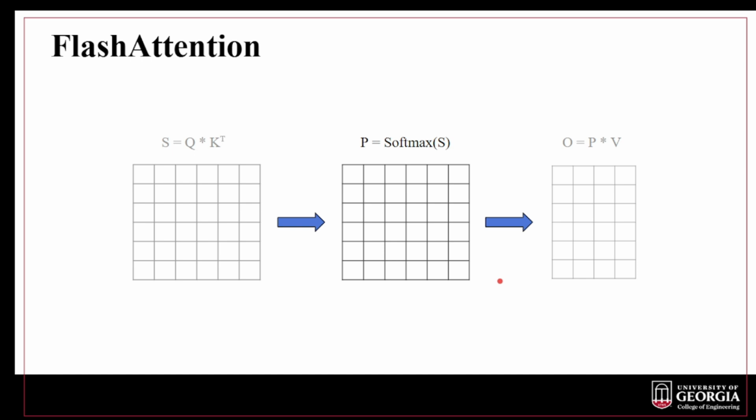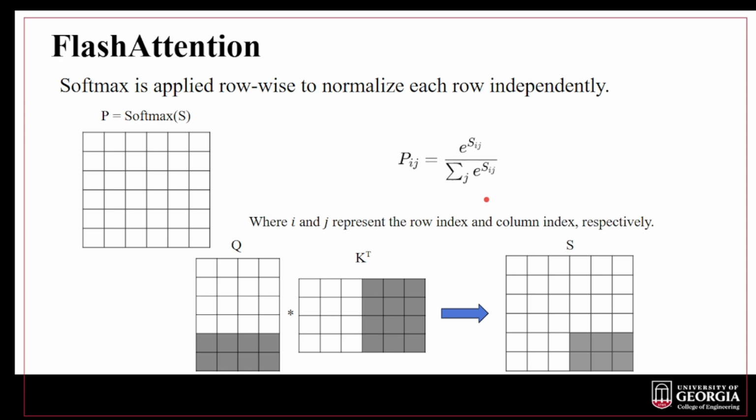Now, let's incorporate the softmax operation into the process. Softmax is applied row-wise, meaning that we can only compute this part after obtaining all the values in a row. However, with matrix tiling, each step can only compute a partial S matrix, making it impossible to directly apply softmax. To address this challenge, online softmax is introduced. Next, let's take a closer look at how block-wise softmax works.